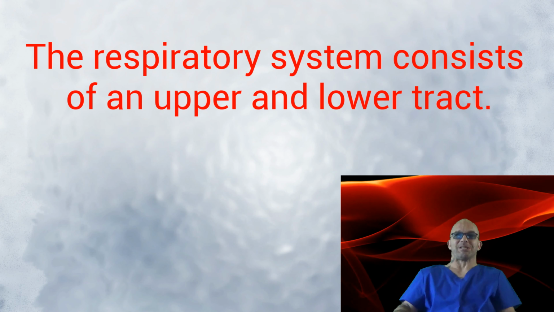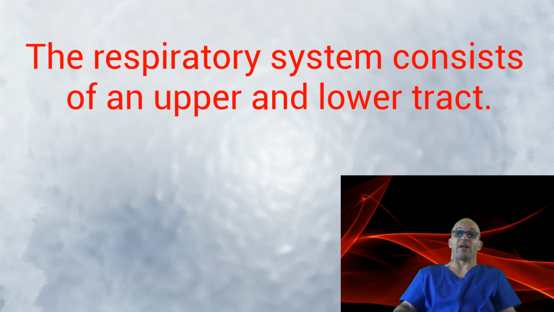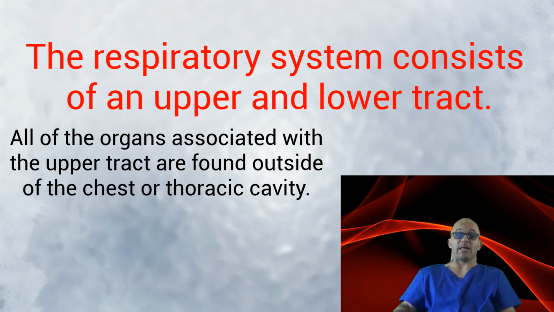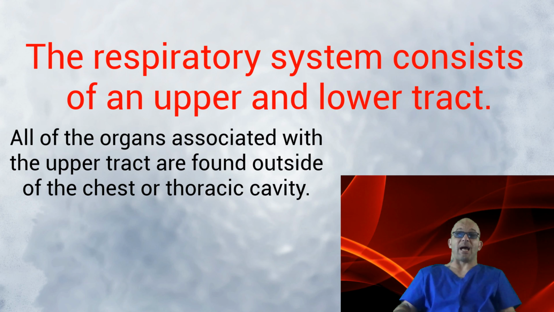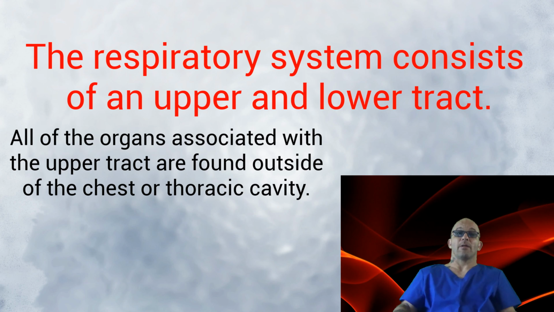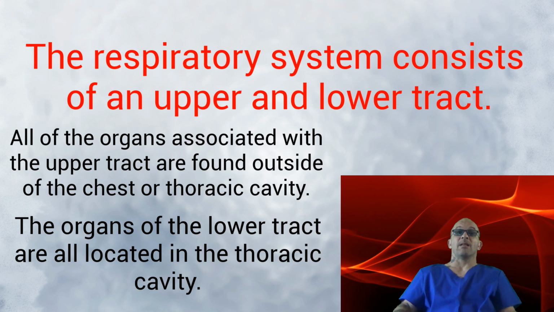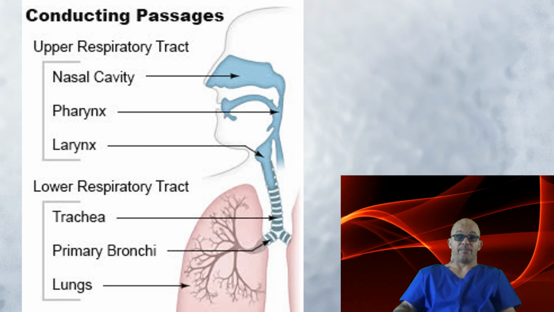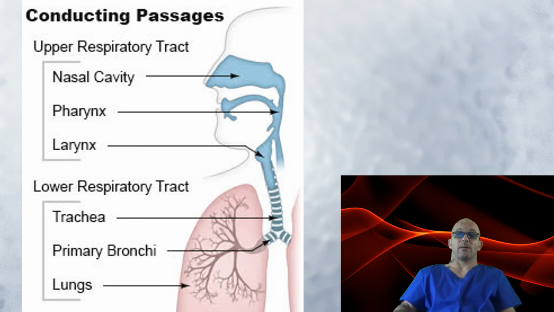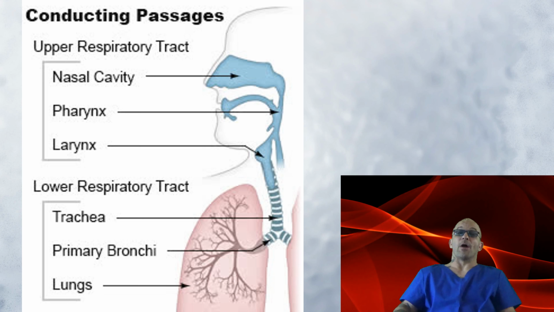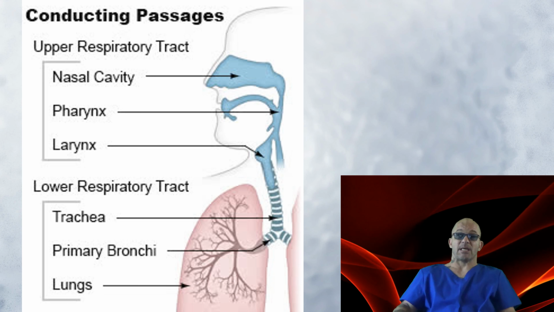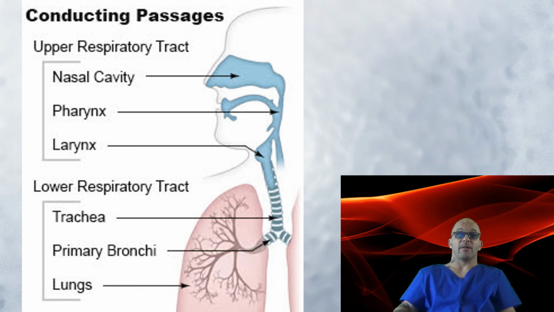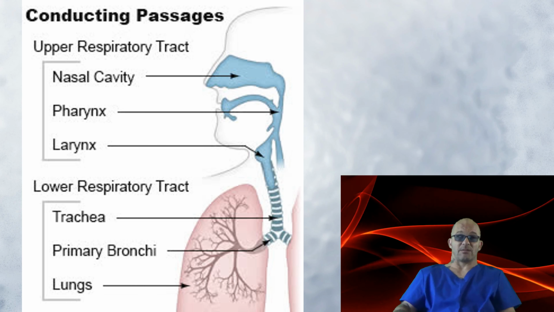The respiratory system consists of both an upper and lower tract. All of the organs associated with the upper tract are found outside of the chest or the thoracic cavity. The organs of the lower tract are located in the thoracic cavity. The upper respiratory tract will include the nose, the pharynx, and larynx. The lower tract includes the trachea, the bronchial tree, and the lungs.